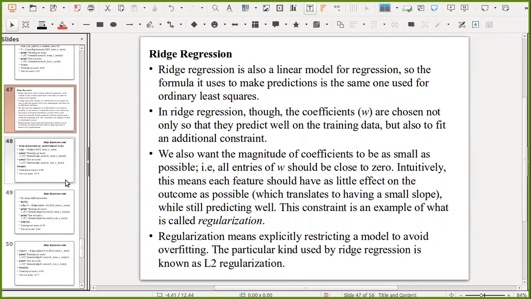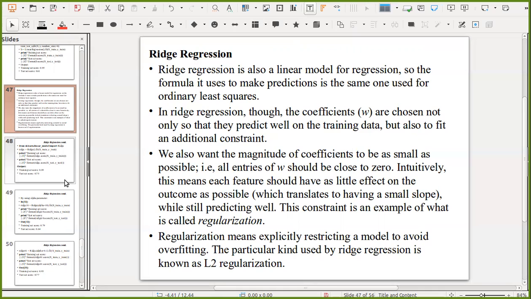Next, ridge regression. Ridge regression is also similar to the linear regression we have seen. The formula it uses to make predictions is the same one used for ordinary linear regression, and it also has coefficients W. Here it might go for overfitting. In case of ridge, we focus much more on regularization.